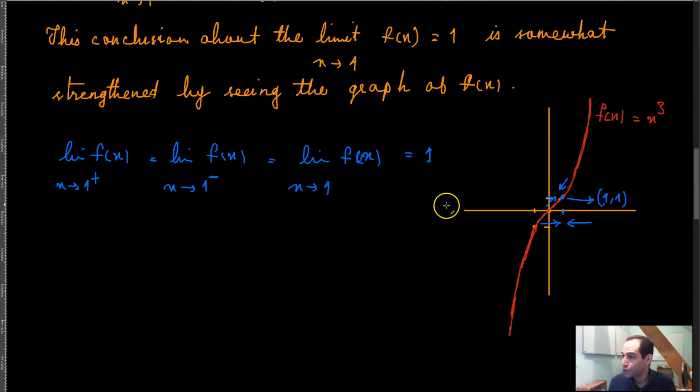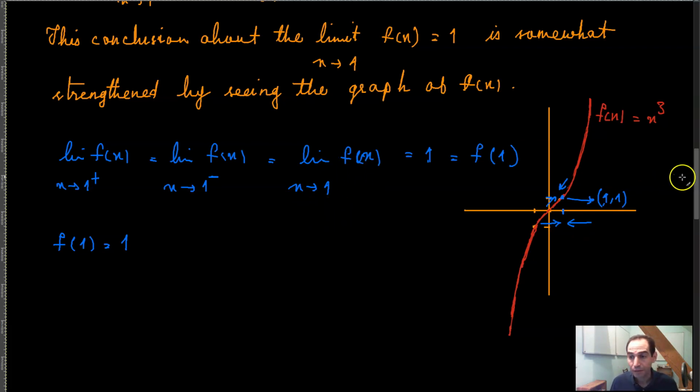Now, we note that as x approaches 1 from either right or left, the graph of the function f of x is equal to x cubed approaches the point (1, 1). And we observe again that the value of the function at x is equal to 1 also happens to be equal to 1, meaning that f of 1 in this case is actually equal to 1. So that's basically another illustration here.